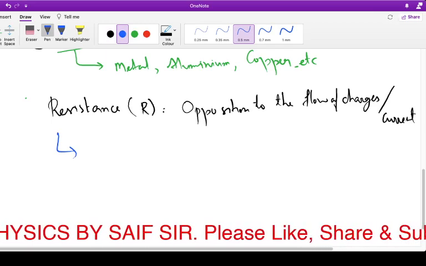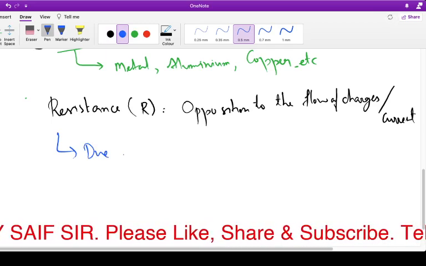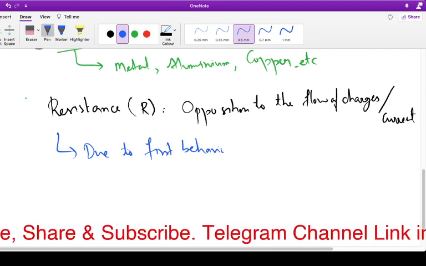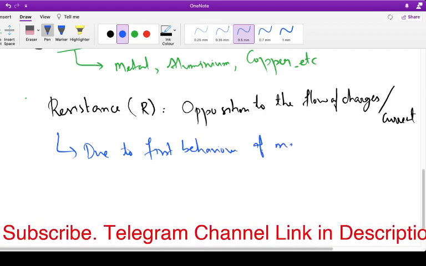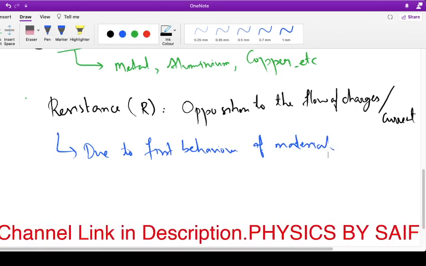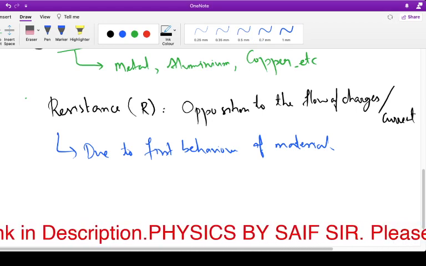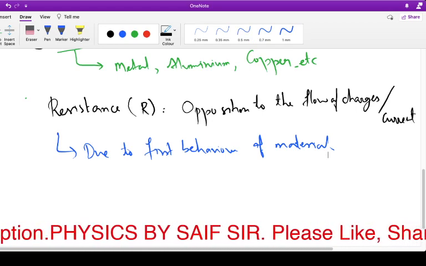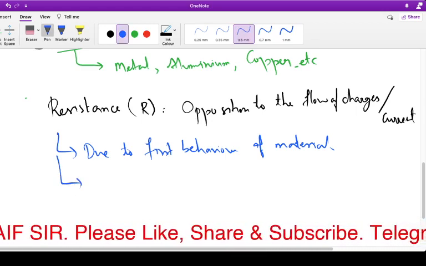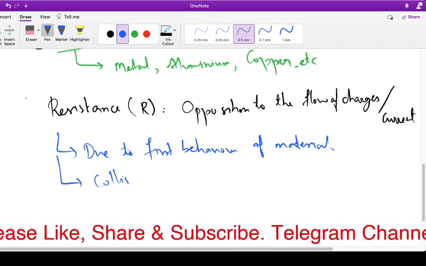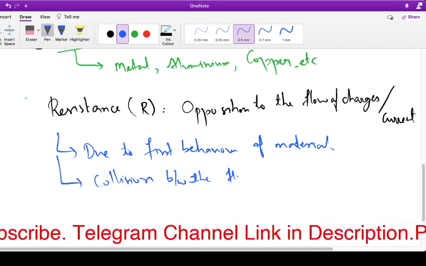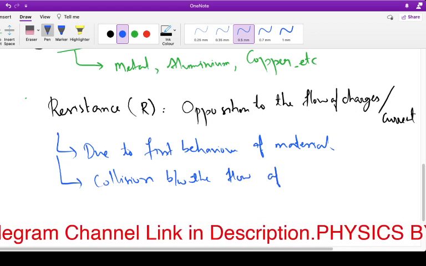The first one is due to the behavior of the material. What kind of material you are using, it depends on that. For different materials there is a different resistance, so this resistance will oppose the flow of charges or current. And the second one is if there is a collision between the flow of charges.